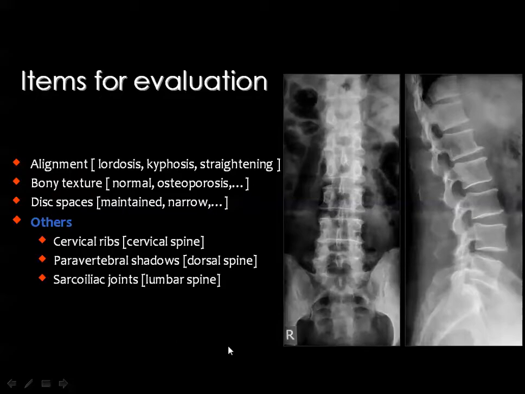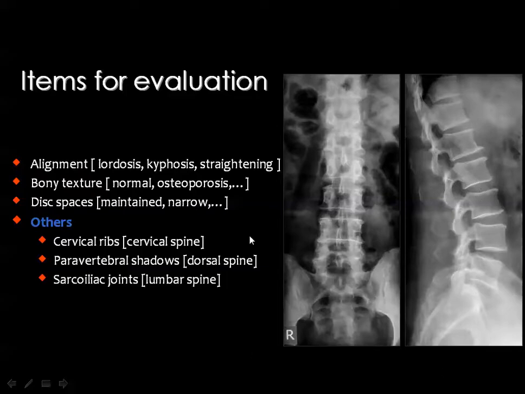like sclerosis, for example. Then you look for the disc spaces in the lumbar spine. The disc spaces increase in width as you go down. That's to say that L4-5 should be wider than L3-4, which should be wider than the L2-3 intervertebral disc.